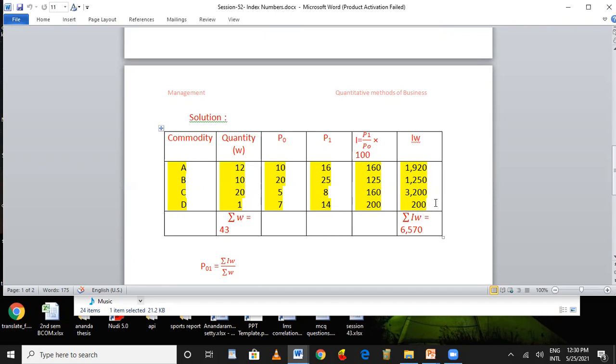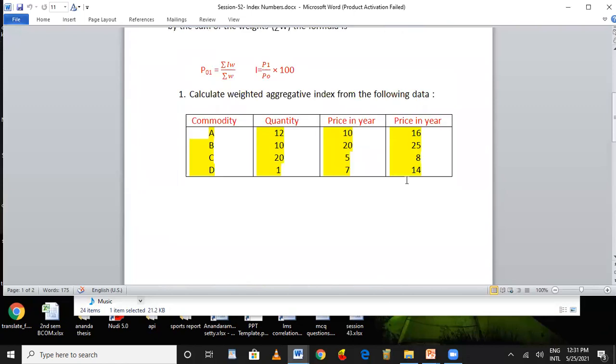Now, we have to get the total. Total of sigma IW is equal to 1920, 1250, 3200, 200. Total, it comes to 6570. So this is sigma IW.